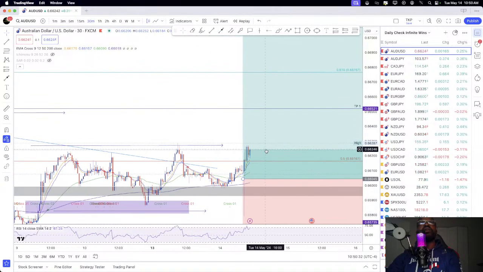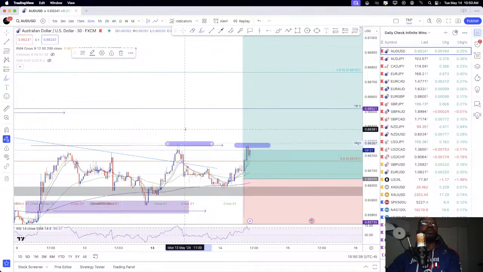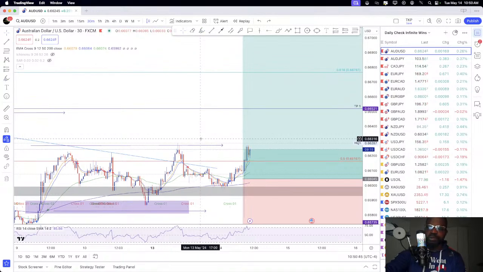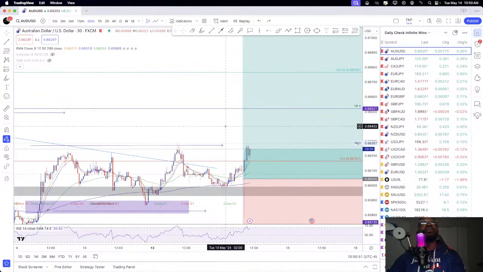Now, if we get a close above this area right here, we've been looking for these highs to be broken for a while. Price just kept fighting, rejecting. So let's see how we respond in the close of this next candle. We got 9 minutes left.